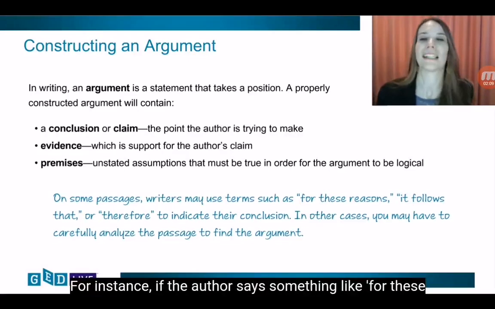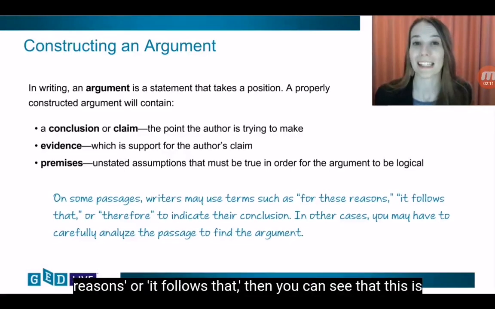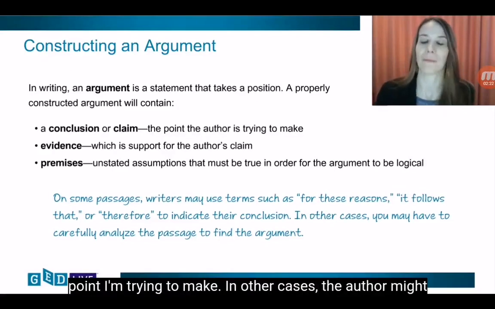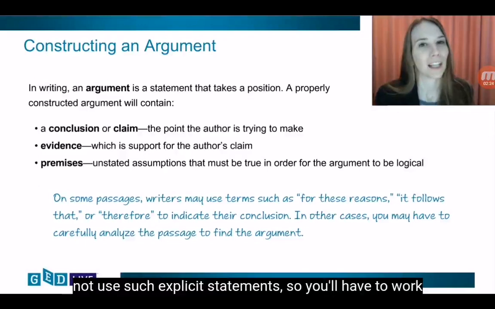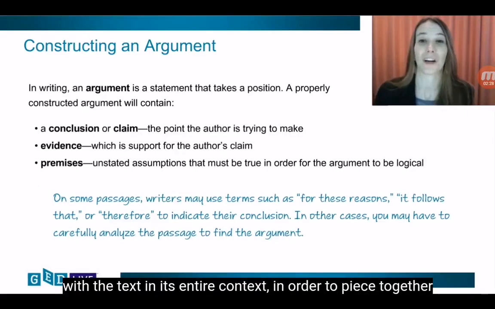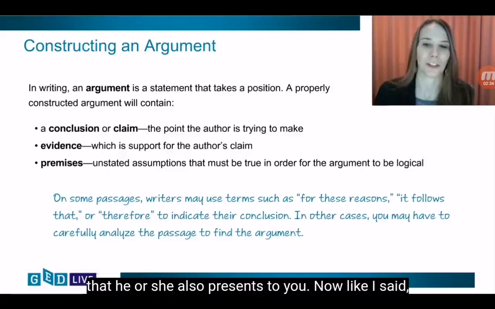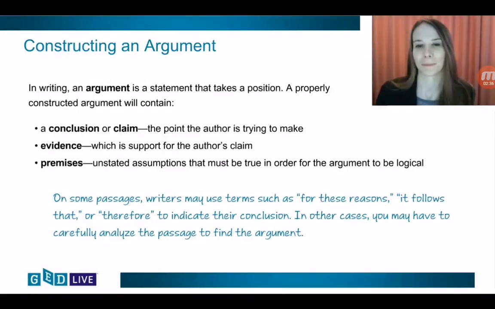Now, in some passages, the author may use really explicit terms to clue you into either their claim or their evidence. For instance, if the author says something like "for these reasons" or "it follows that," then you can see that this is going to introduce their conclusion. Therefore, here's the point I'm trying to make. In other cases, the author might not use such explicit statements, so you'll have to work with the text in its entire context in order to piece together what is the point the author is making with the evidence that he or she also presents to you.